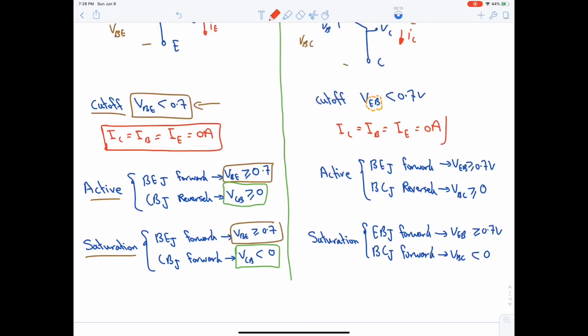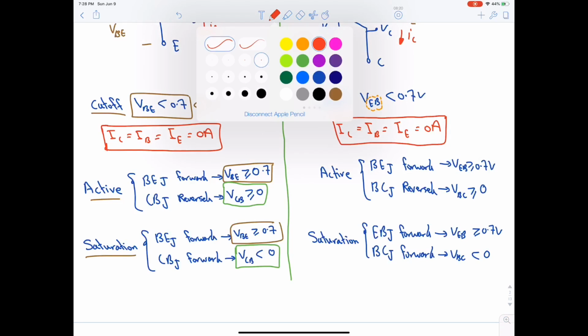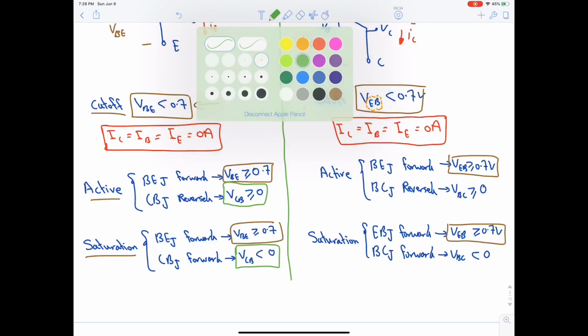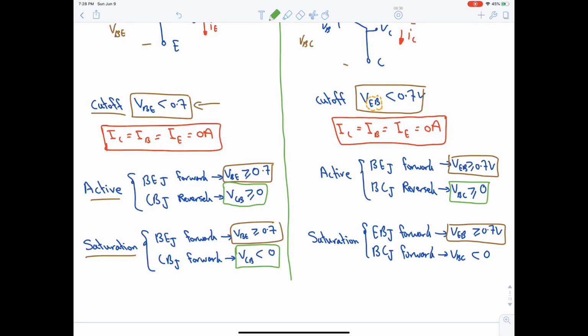And if you are in cutoff, all the I's will be equal to 0 ampere. Here VEB is less than 0.7. And for active and saturation, VEB is greater than or equal to 0.7. Whereas VBC is greater than or equal to 0 in active and it's less than 0 in saturation. You have to memorize these conditions.